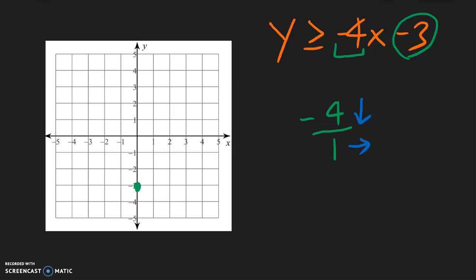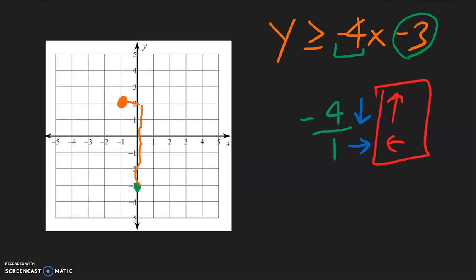So let's change the arrows. Opposite of down is up, opposite of right is going to the left, and we will follow the new arrows. So beginning here, we go up 4, 1, 2, 3, 4, and we go to the left 1. And now we'll draw the line.